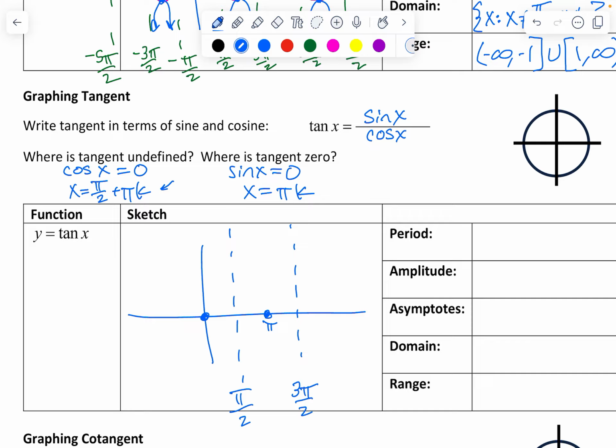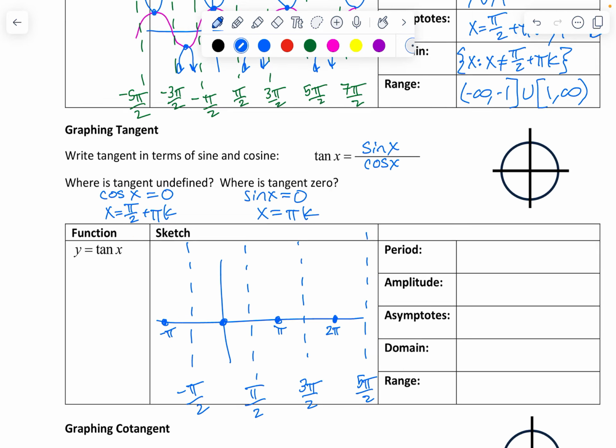And then I can come back to the other one. Notice I'm going back and forth. If I plug in 2 to this one here, I now get 2 pi, and that's another 0. Okay, we can keep going. We would have an asymptote at 5 pi over 2. We could have an asymptote at negative pi over 2, and we'd have a 0 at negative pi. And we can keep going until we run out of space or time or desire.